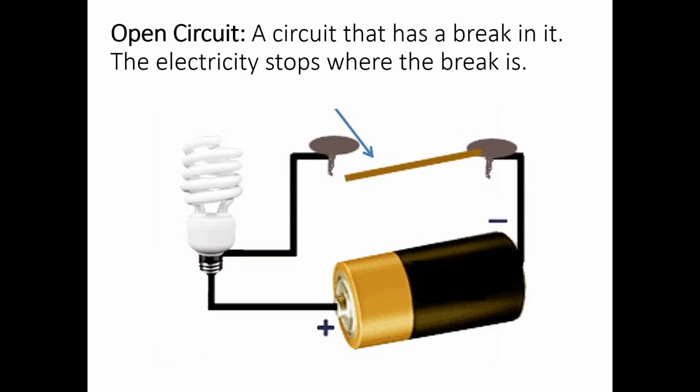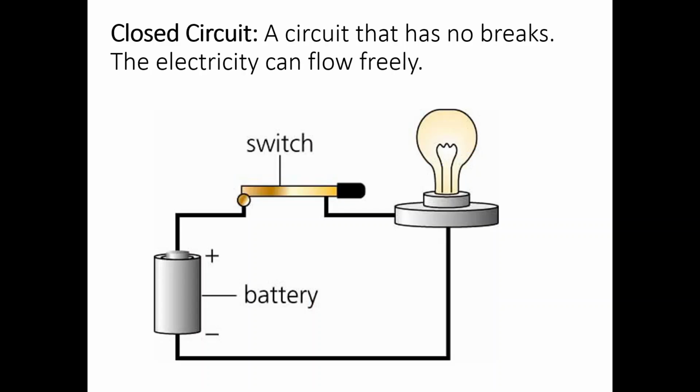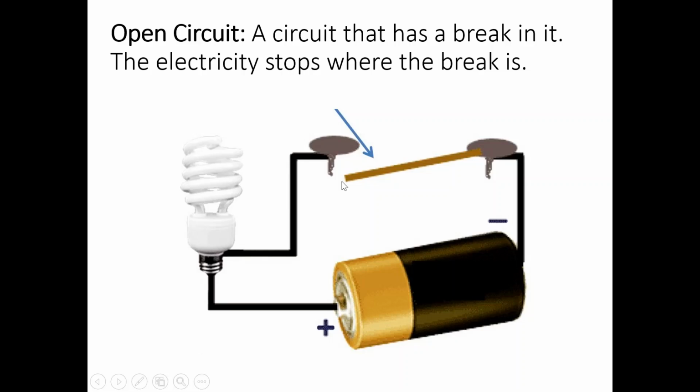Okay, now what if we were to take that switch and pull it up? There would be a break in there, right? What do you think that light would do? It's just like this one. We all of a sudden stop the flow of electricity. Therefore, we can't get anything lighting it up. So an open circuit, there's a break in it. The electricity stops where the break is.